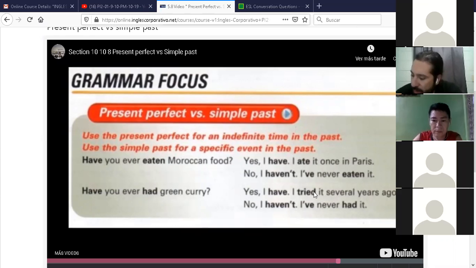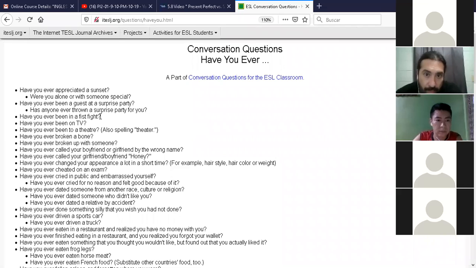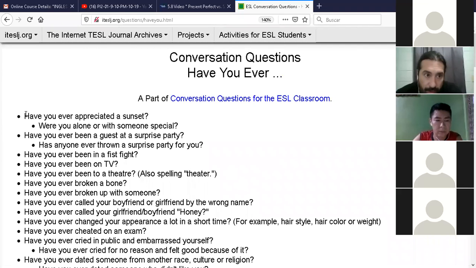All right, so I got something for you here. Can you see right here? Yes. So let's work with this one. Have you ever appreciated the sunset? Read it with me, please. Have you ever appreciated a sunset? What is the meaning of sunset? Atardecer. There you go. So if I ask you, have you ever appreciated the sunset? You can answer, yes, I have. Or, no, I haven't, right?